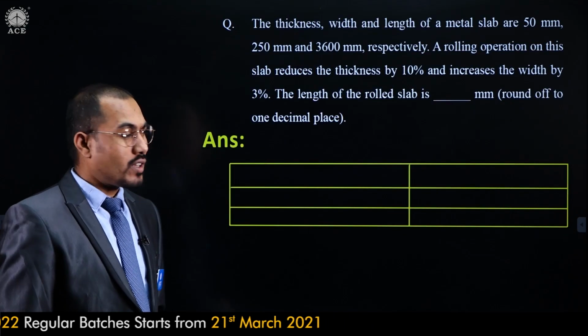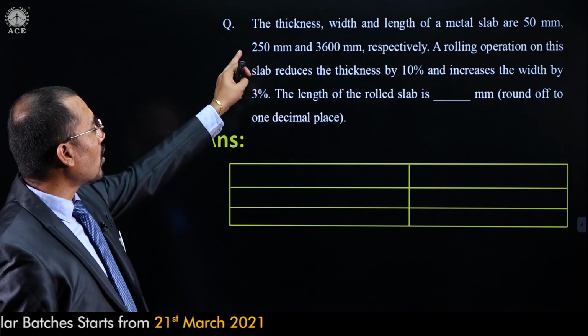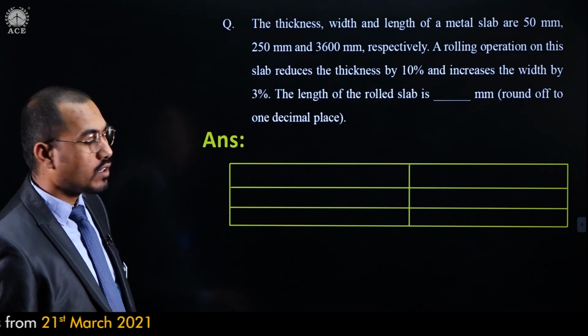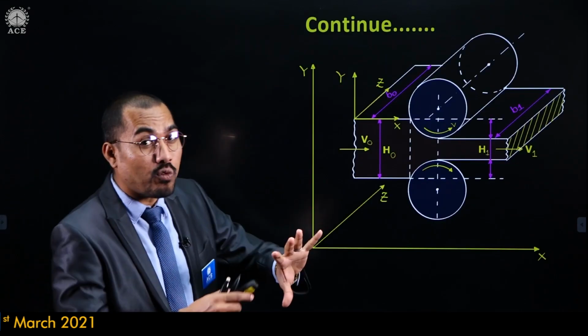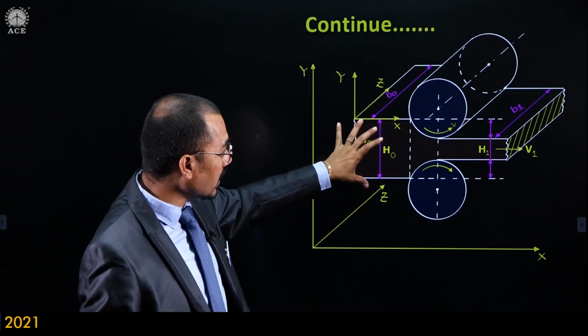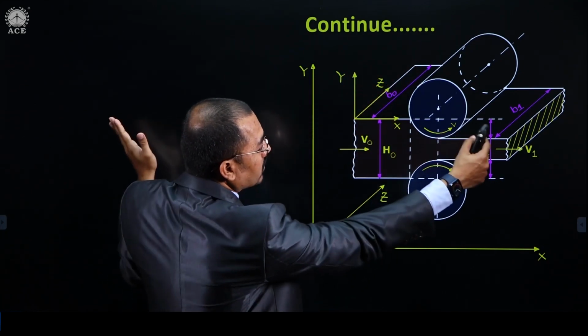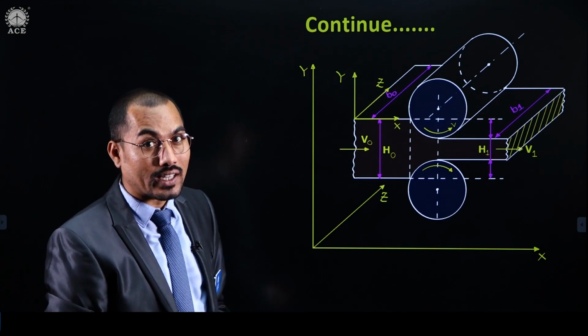Now, a very simple question was asked again on a rolling operation. The thickness, width and length of the metal slab are given. When we talk about a rolling operation, before it passes through the rolling operation, thickness, width and length are there. Length, width and thickness are given.